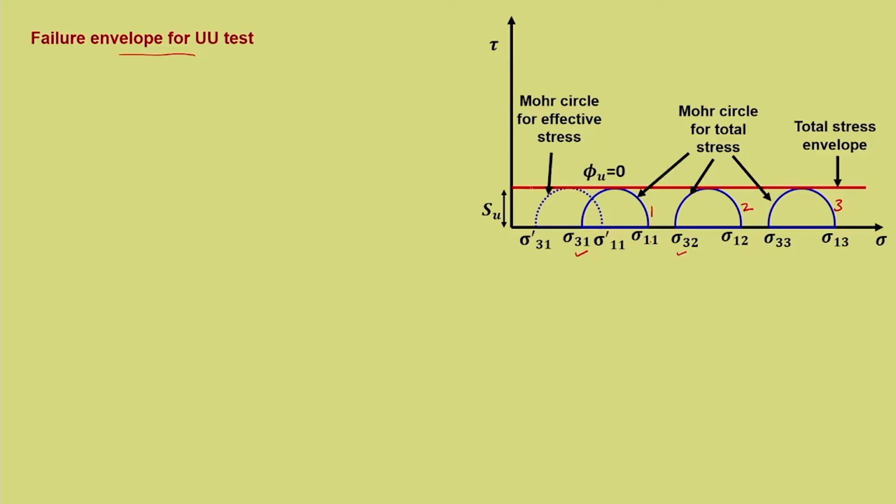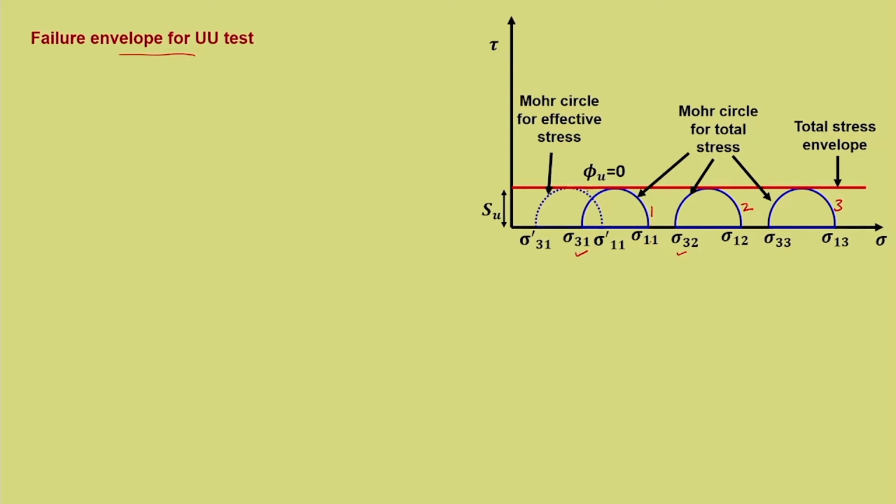So what will be the failure envelope? The failure envelope is basically tangential to the Mohr circle. Now here the only possibility of tangential is a horizontal line. So this horizontal line represents the Mohr failure envelope, okay, but this is very specific to undrained condition. So this is purely a total stress analysis. There is no effective stress envelope. There is effective stress circle, but there is no effective stress envelope.